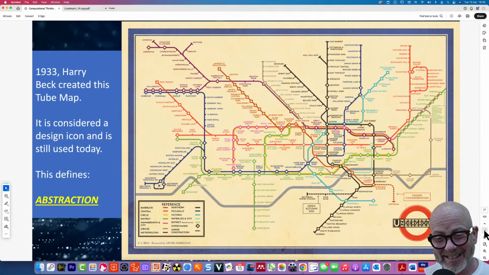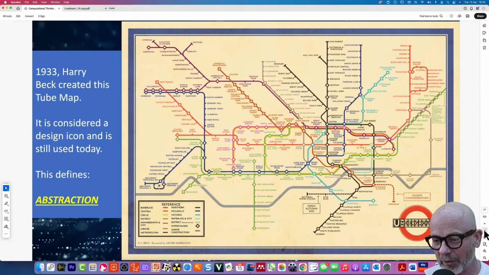And this is the 1933 Harry Beck map. He was an employee of London Underground. He produced this map, and when he showed it to the management, they didn't like it. They thought it was just too crazy, and people couldn't possibly understand that. It was just too futuristic. It was too strange, all these straight lines.